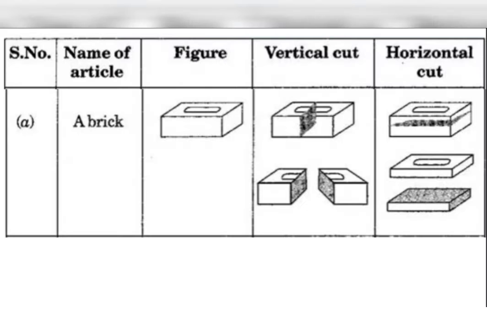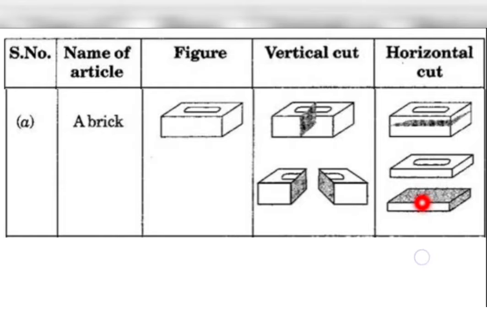Now let us see. Here the first figure is of a brick. So here the figure of a brick is drawn. You could see here, the vertical cut from up to down is done as we cut a cake. So when we cut the cake, we are cutting it vertically. So the cross section is like this. And when we cut it from left to right or from right to left, that is called a horizontal cut, where the partition up and down has been done.